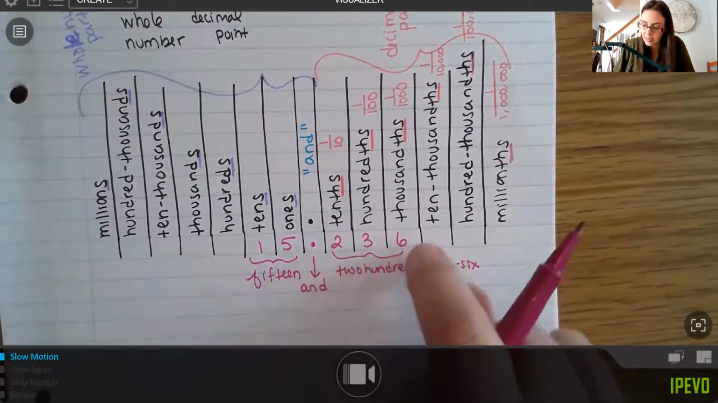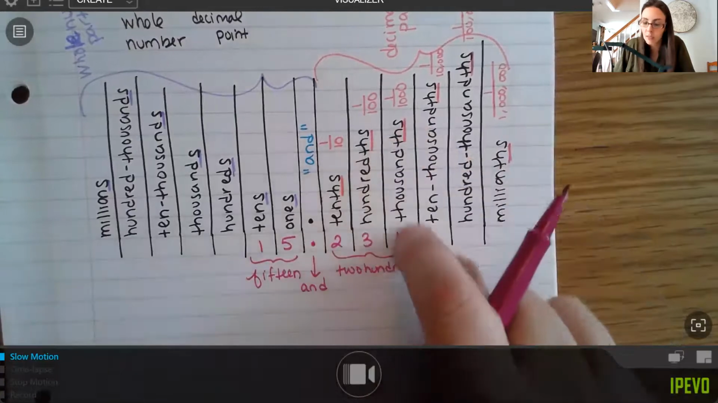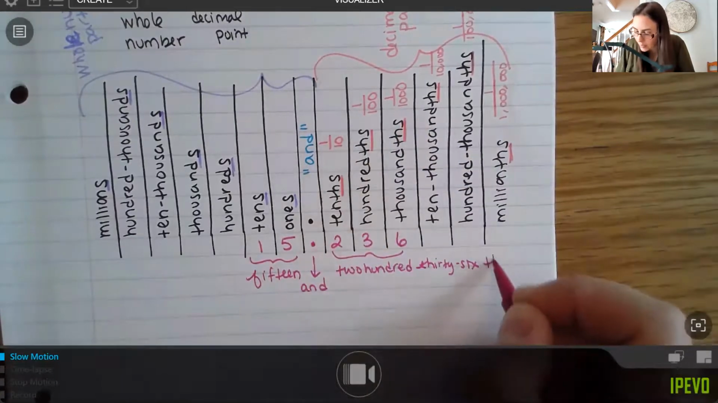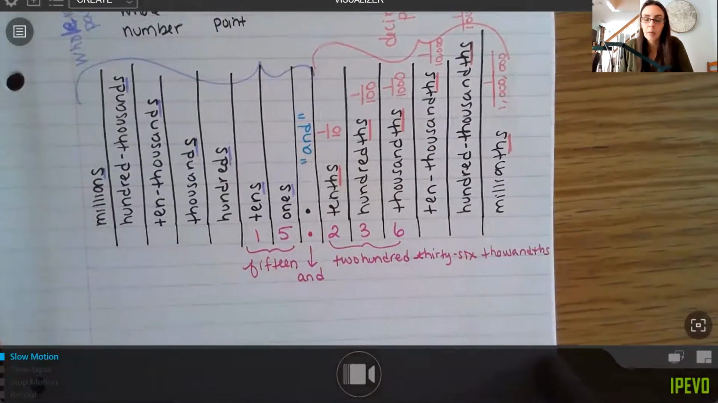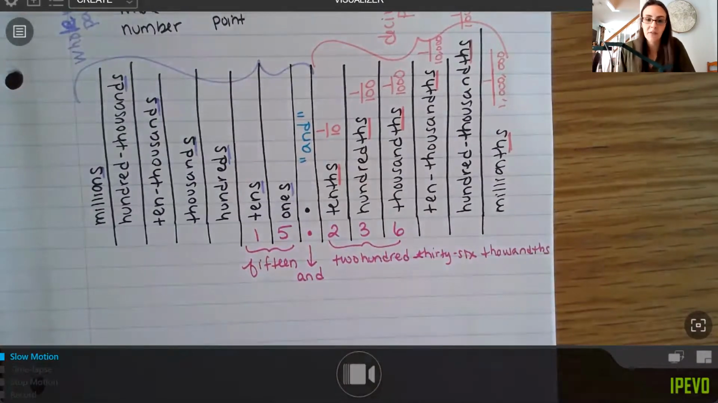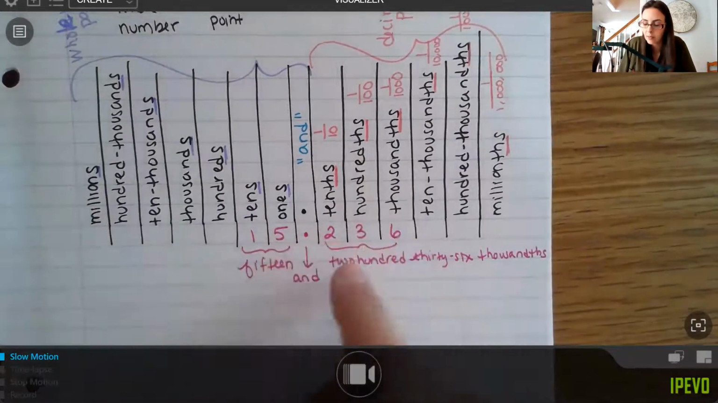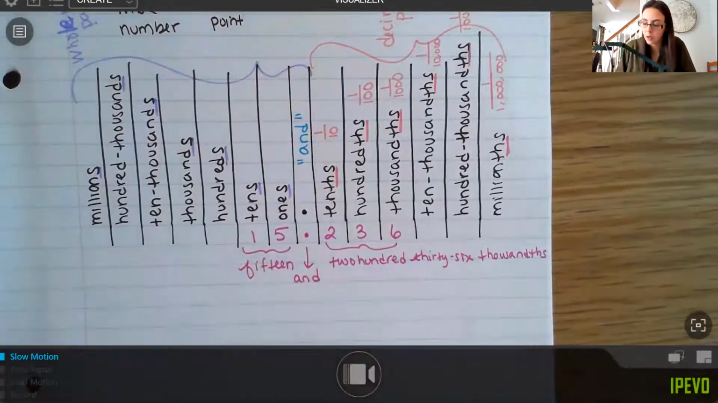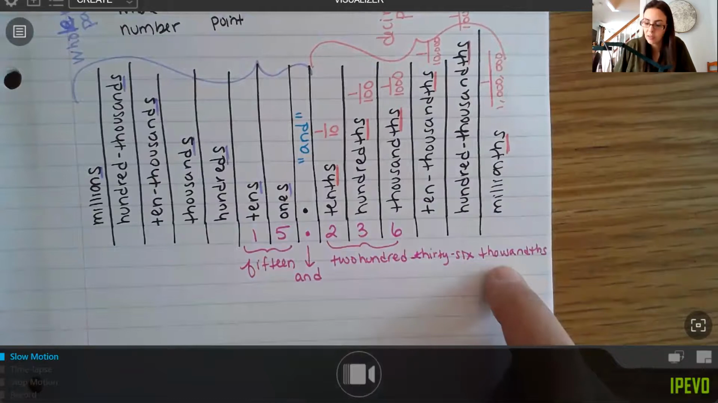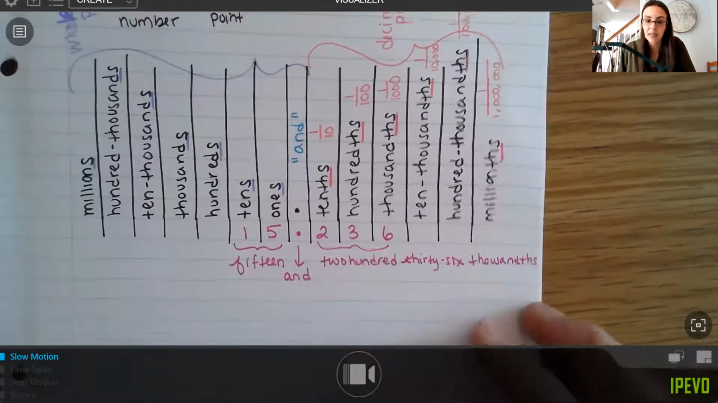And then that 6 lies in the thousandths position. So I add that word thousandths on the end. So this number, although like I said, we often just say 15.236, really we should read it as 15 and 236 thousandths. Okay, so each part gets read almost like a whole number, but on the decimal side, whatever place value you end in, that's the one that you're going to express. So here we're in the thousandths position, so we say thousandths at the end.